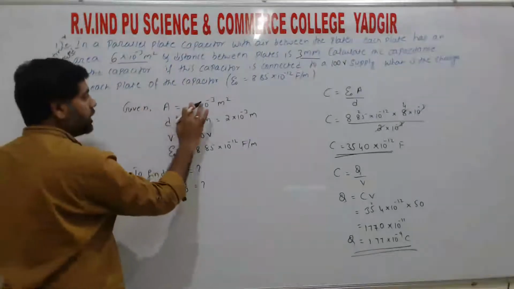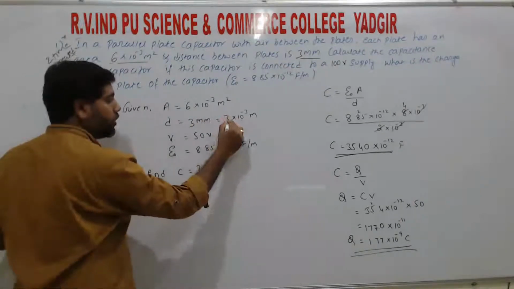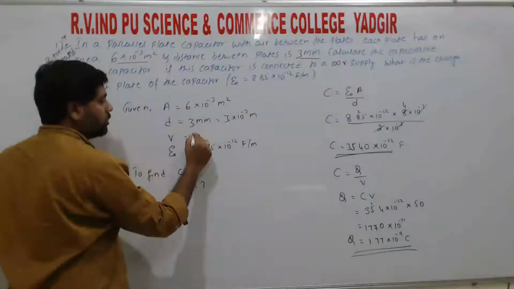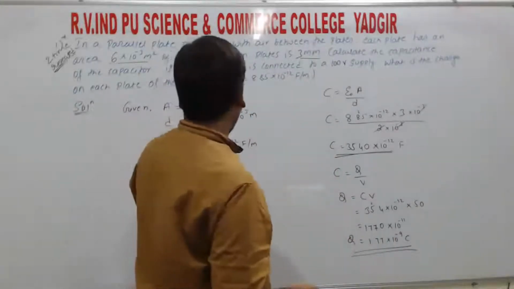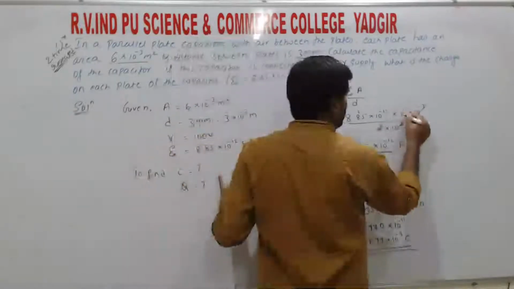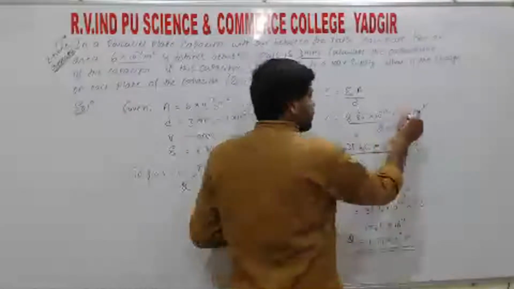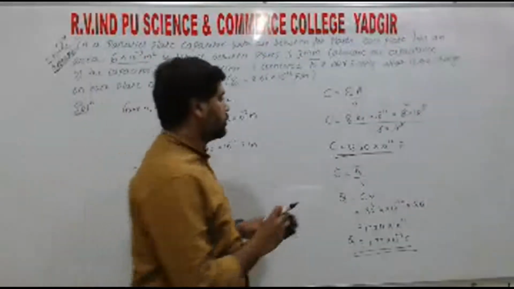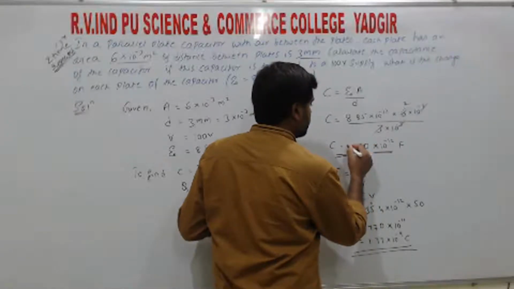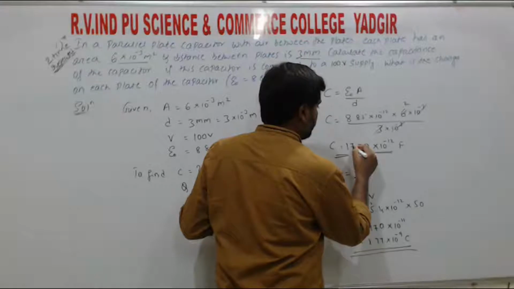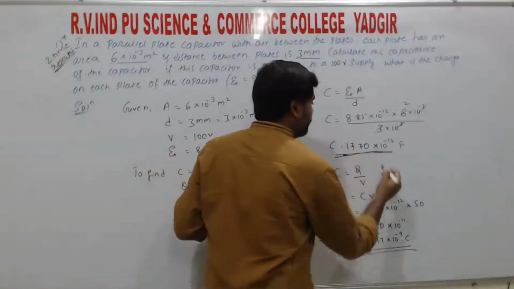So just replace the values. A is equal to 6 into 10 to the power of minus 3, d is equal to 3 millimeter, that is 3 into 10 to the power of minus 3, and V is 100 volt. So here 3 ones are 3, 3 twos are 6. So C is 17.70 into 10 to the power of minus 12 farad, right?